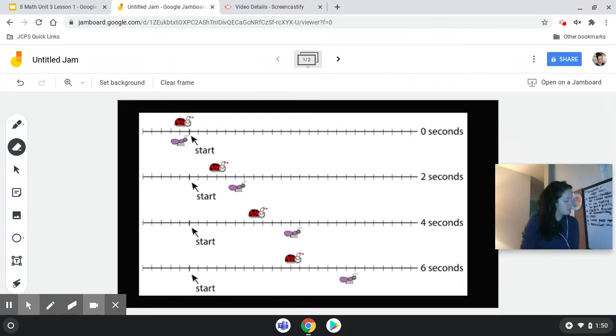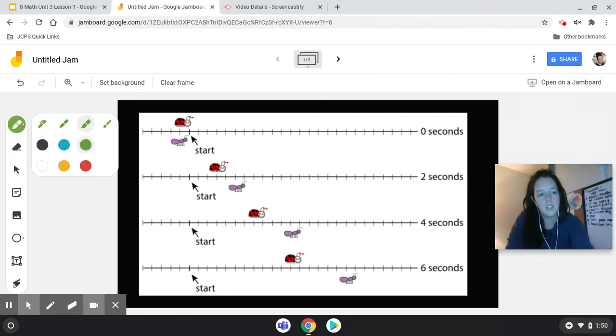So it says, number 1, imagine a bug that is moving twice as fast as the ladybug. On each tick mark diagram, mark the position of the bug. So we now have a bug moving even quicker. So the first one's super easy, and we're going to do it in blue. Okay, they're all starting at the same point. So we're going to just put a dot.